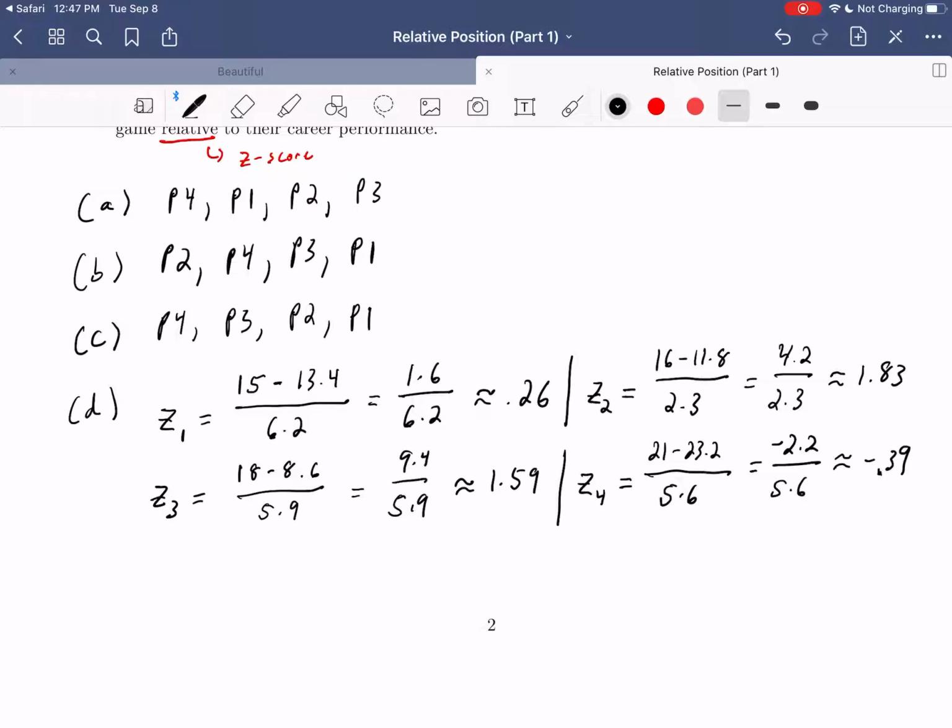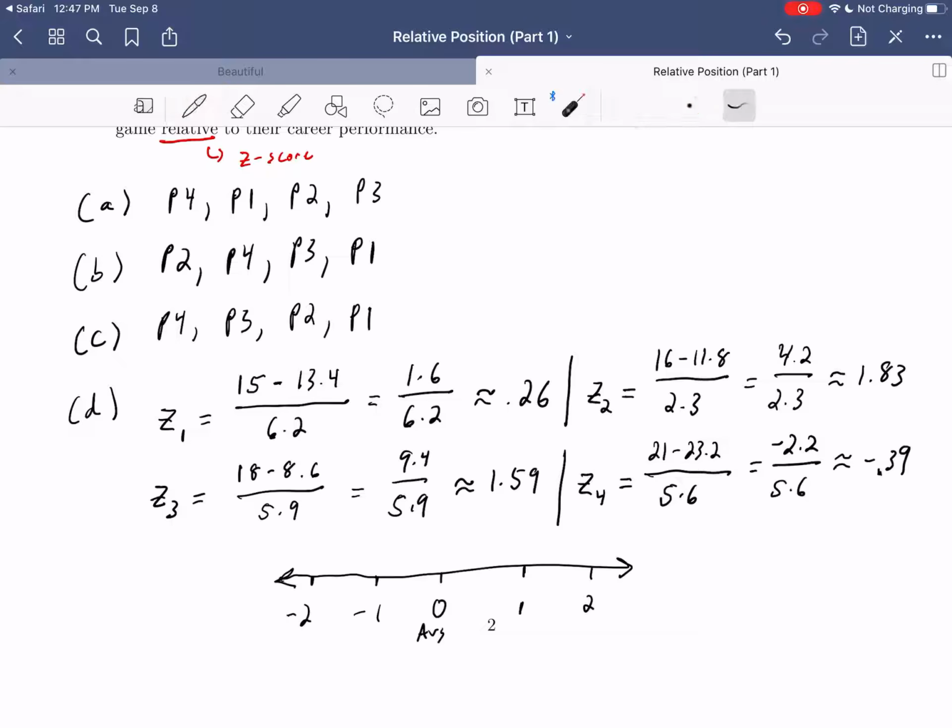All right, now let's go ahead. We can draw ourselves a little number line to help understand this. There's 0, which would be an average performance. If you have a z-score of 0, that means you performed as your average. Okay? So if we label on here, maybe we can put 1 and 2, negative 1, negative 2.